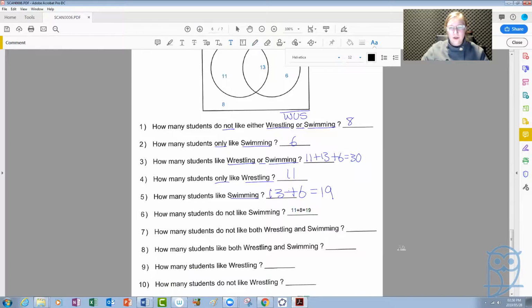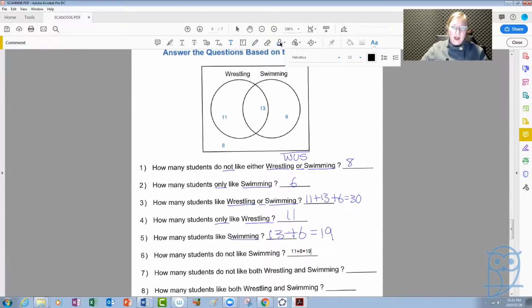Okay, so how many students do not like both wrestling and swimming? So here we have not, wrestling, and swimming. So here we've got our trick here. We need to first find wrestling and swimming. So that is our intersection here. And then we need to find the not. That is everything outside of our intersection there. So that will then be 11 plus 6 plus 8, which will give us 25 students.